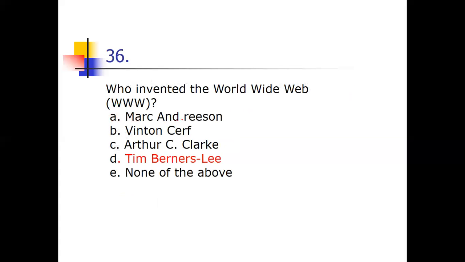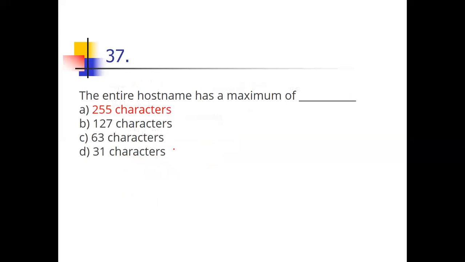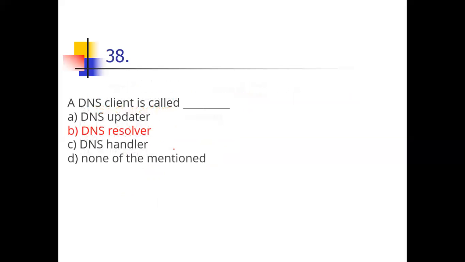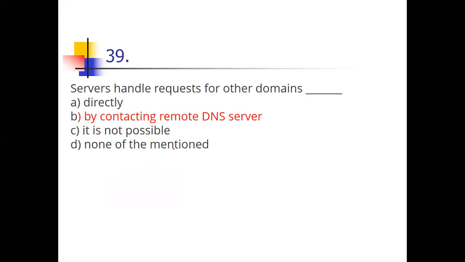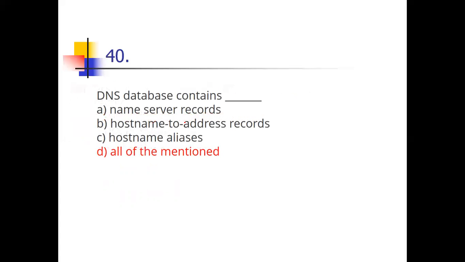Who invented WWW, the World Wide Web? So it's again a learning question. You have to remember this. Tim Berners-Lee. The entire host name has a maximum of 255 characters. A DNS client is also called a DNS resolver. See how a server handles requests for other domains. If they are handling a request from other domains, they have to contact the server of the other domain. Okay, simple.